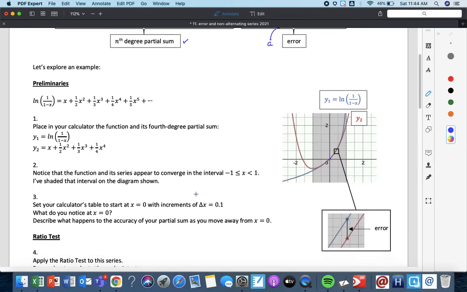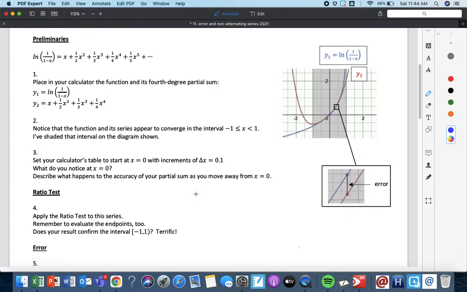All right, so the function I want to work with today to demonstrate all this is the natural log of 1 over 1 minus x. And I picked that function because it has a very nice Taylor series expansion. It's centered at 0, so you could call this a Maclaurin series as well. But there is the series out to the 5th degree, and it goes on forever. And what I did is I placed in y1 the function itself, and then I placed into y2 the 4th degree partial sum. So I just stopped right here.